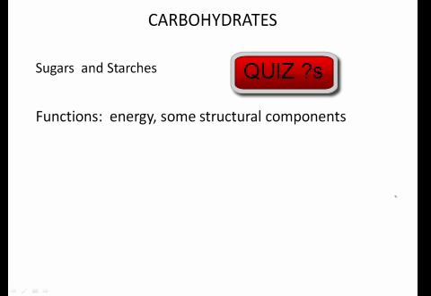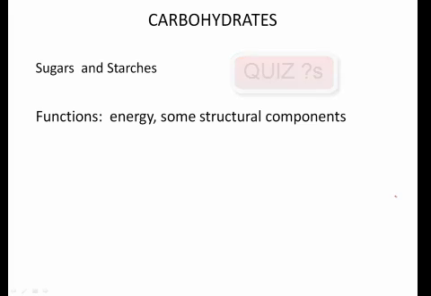The primary biological function for sugars and starches is energy. This is how we get much of our energy, or we store our energy. There are also some structural components in cells, especially in plant cells, that are made from carbohydrate.